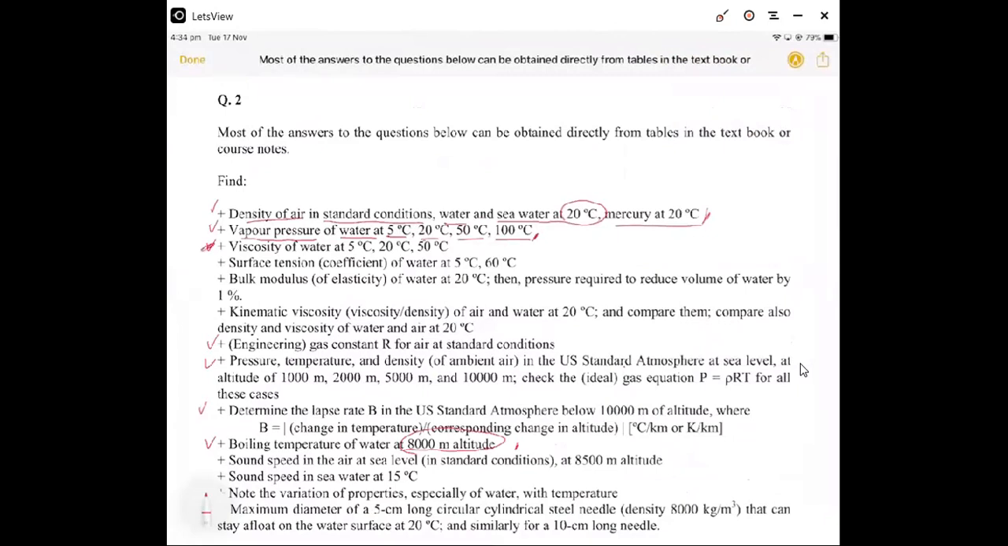Viscosity next week, not this week. Viscosity and kinematic viscosity next week. Because this week, yesterday was a short lecture. We only mentioned vapor pressure, density, and Laplace stress, also boiling temperature. Okay, not viscosity or elasticity until next week.